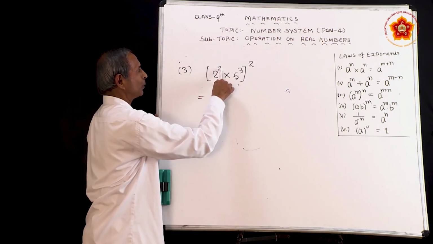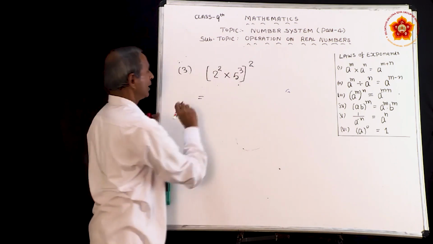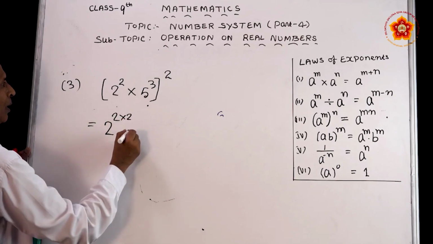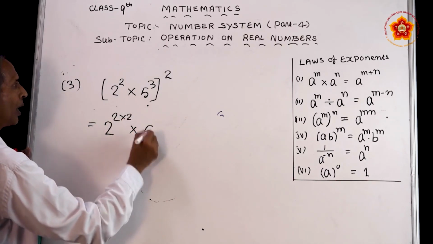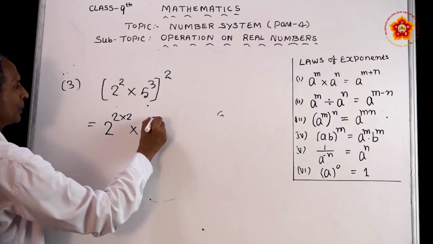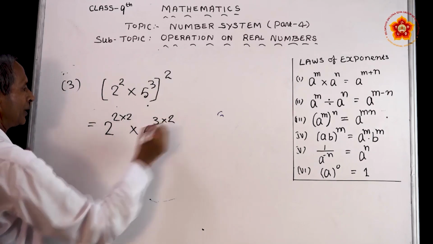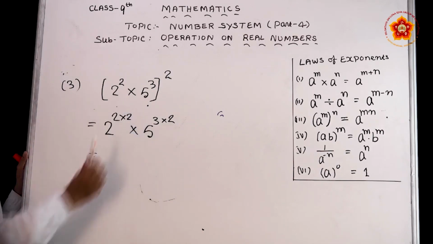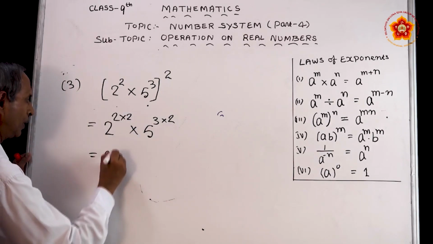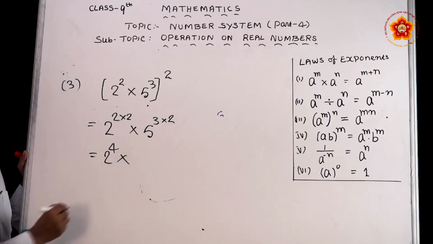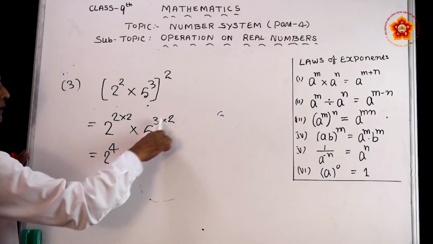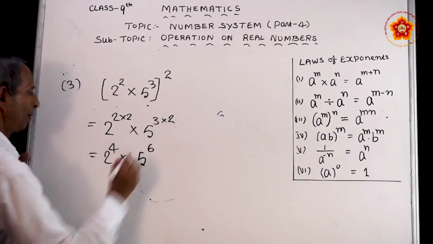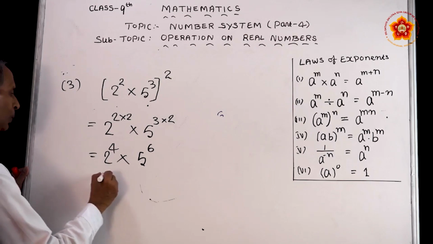Here 2 raised to the power of 2 is here. Here the power 2 is there. That becomes 2 raised to the power of 2 into 2, multiplied by 5 to the power of 3 multiplied by 2. The resulting answer becomes 2 raised to the power of 2 into 2. It becomes 4 multiplied by 5 raised to the power of 6. 3 into 2 is 6. Now this is the solution for this problem.